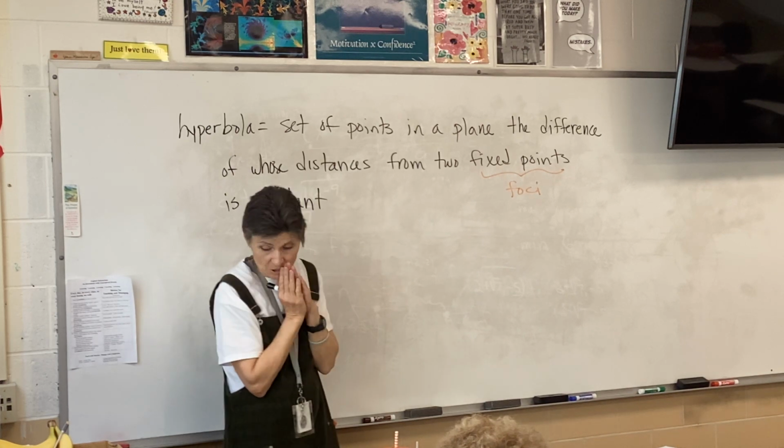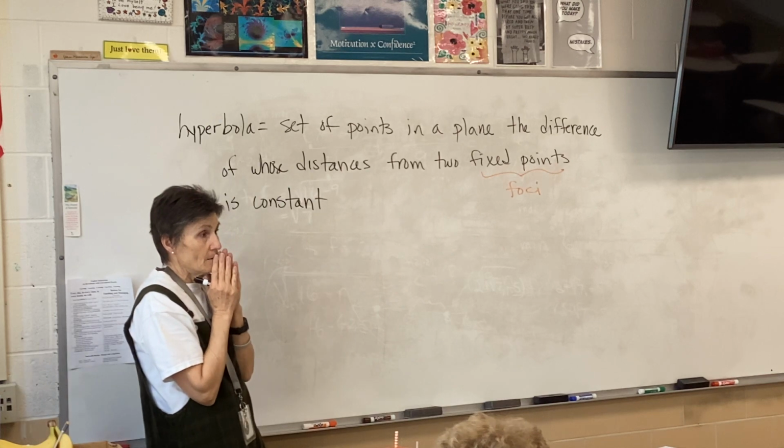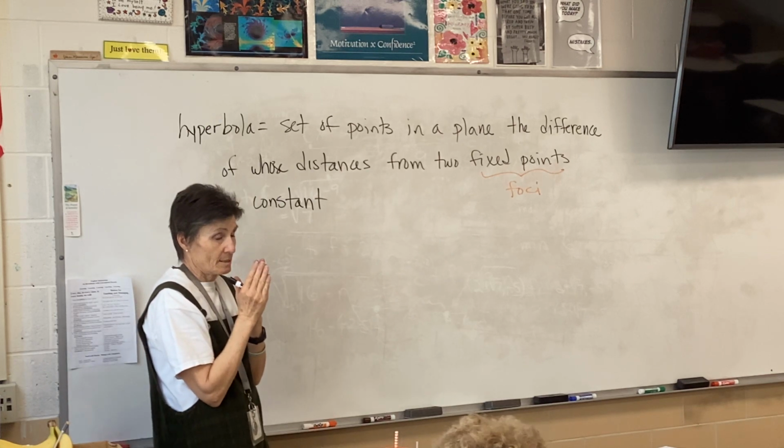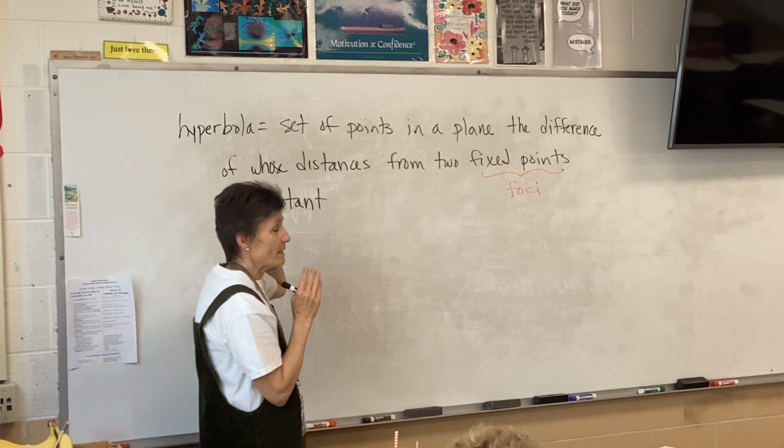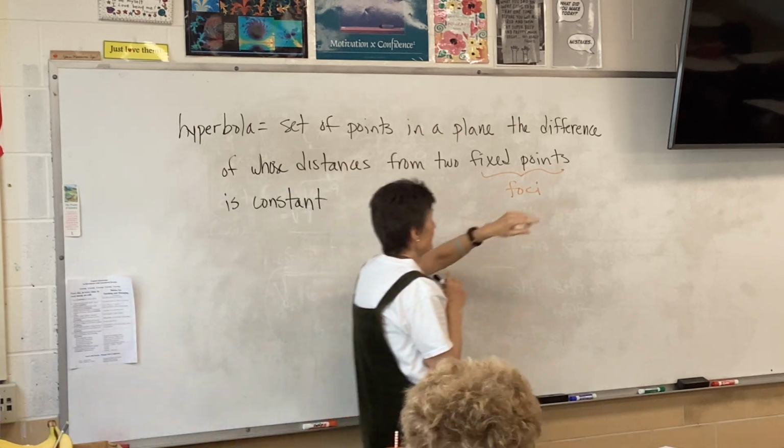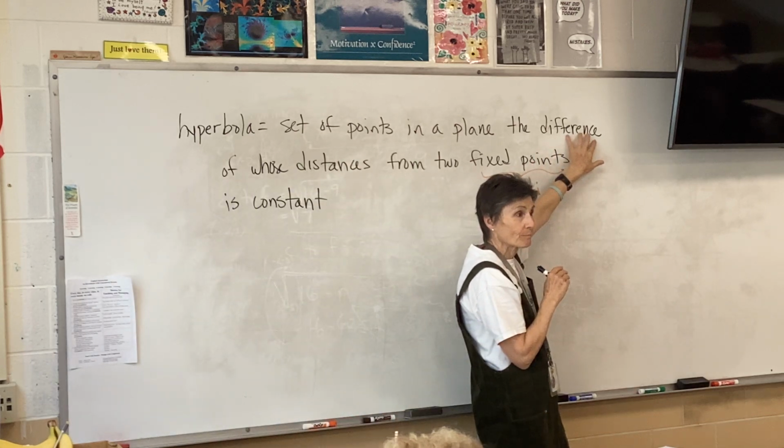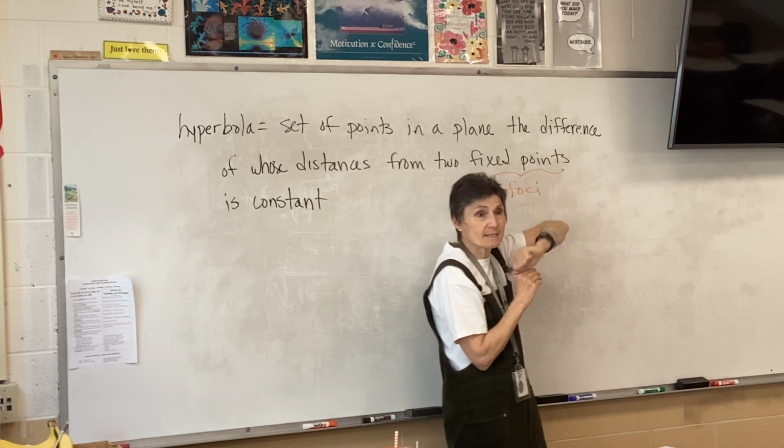Okay, got the definition? So, for ellipse, it's word for word, exactly the same, except in an ellipse, that is sum. In a hyperbola, it's difference.